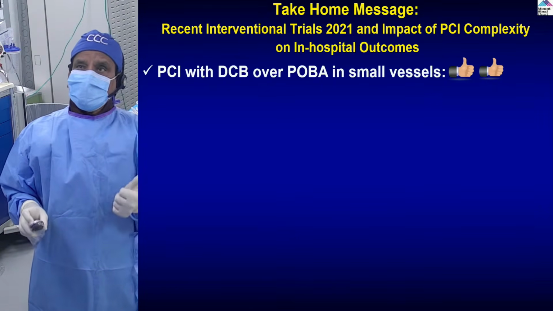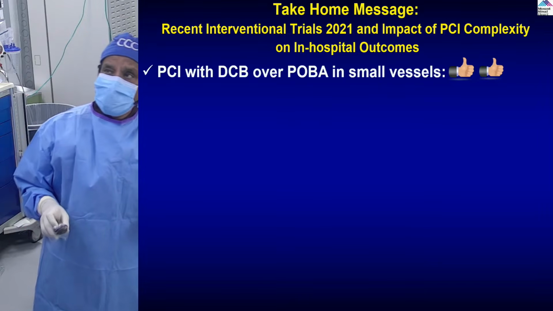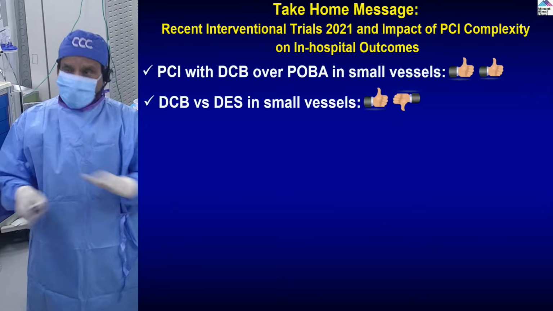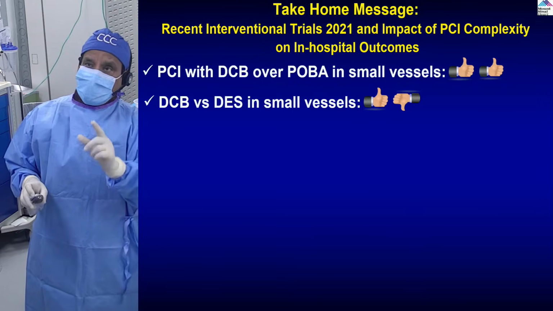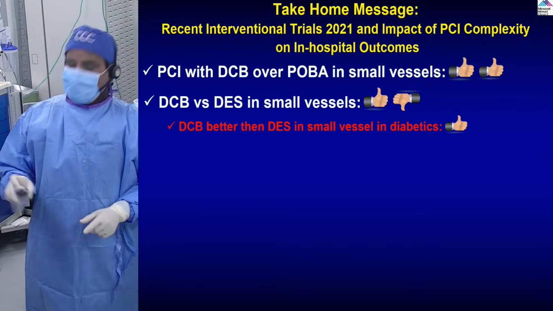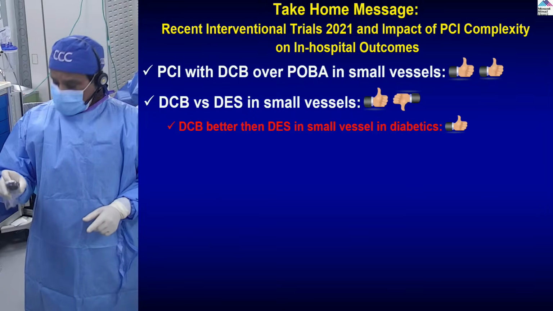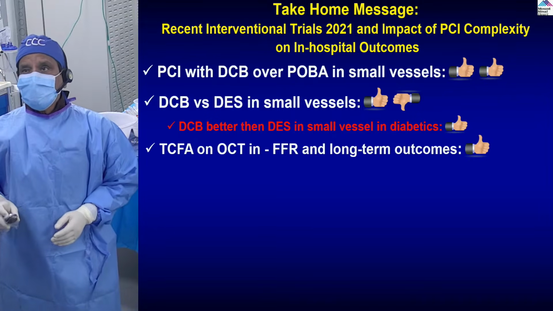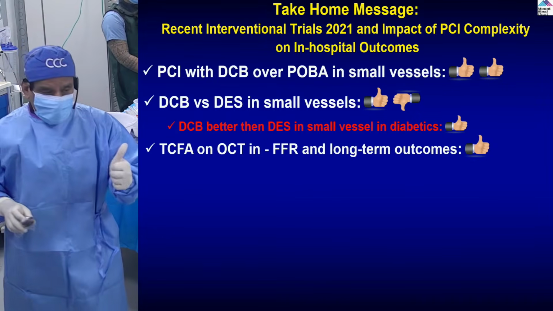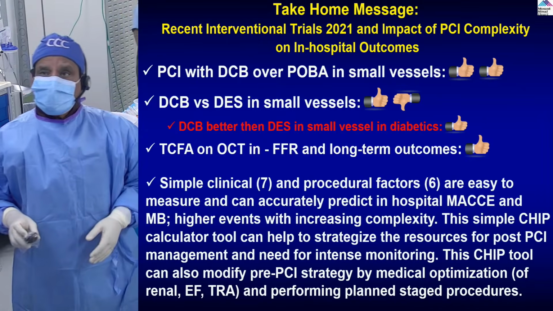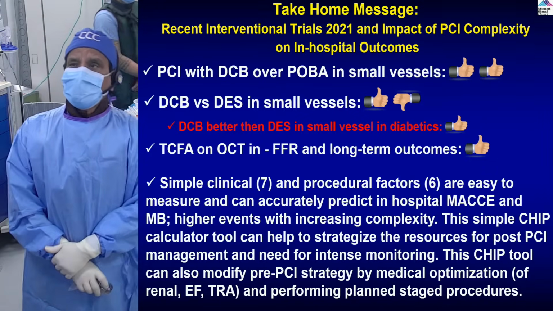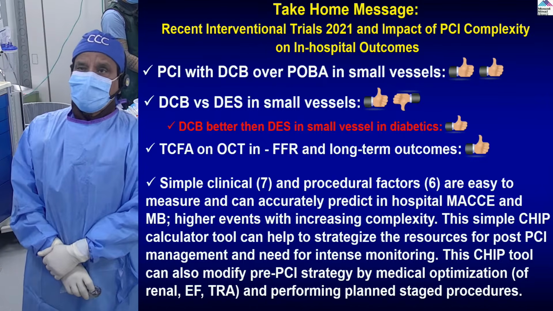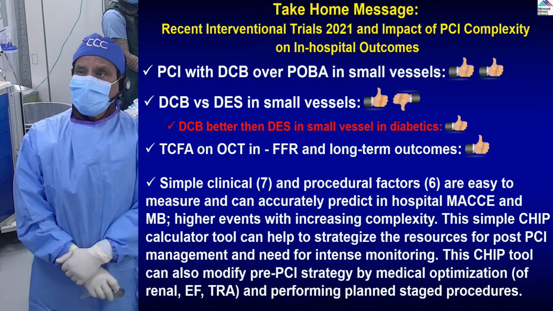So interventional trial, PCI with drug-coated balloon over POBA in a small vessel. Yes, drug-coated balloon versus DES in a small vessel, there was equal outcome, except in patients with diabetes, drug-coated balloon was associated with lower TVR in a small vessel and diabetic. Then TICFA on OCT in FFR negative, and long-term outcome absolutely positive. Then the CHIP, simple clinical and procedural factors are easy to measure and can accurately predict in-hospital MACE and major bleeding, with higher events with increasing complexity.